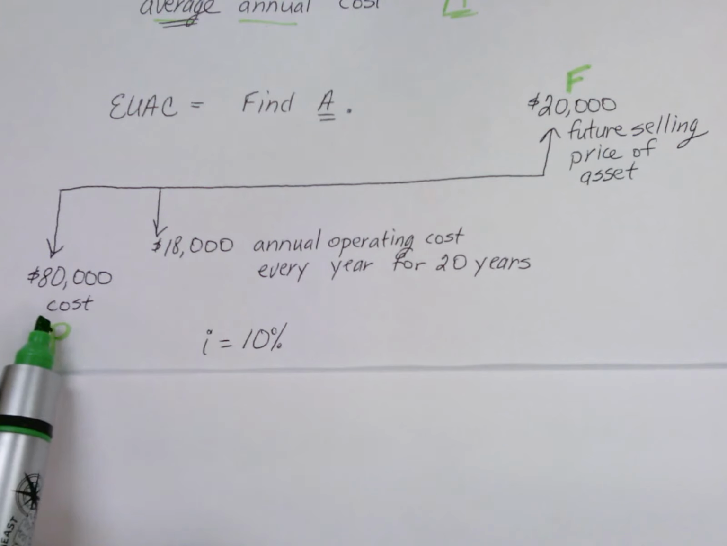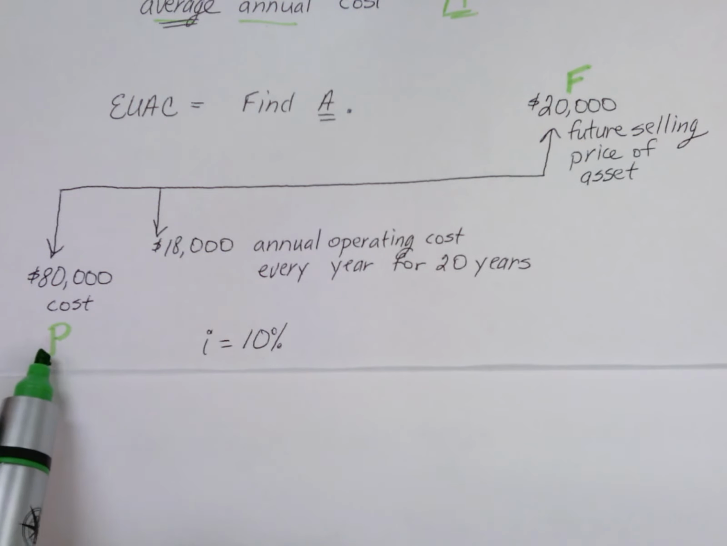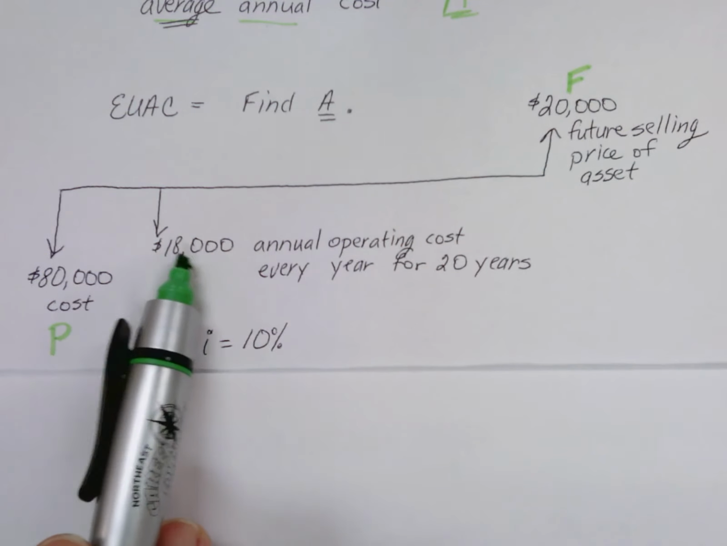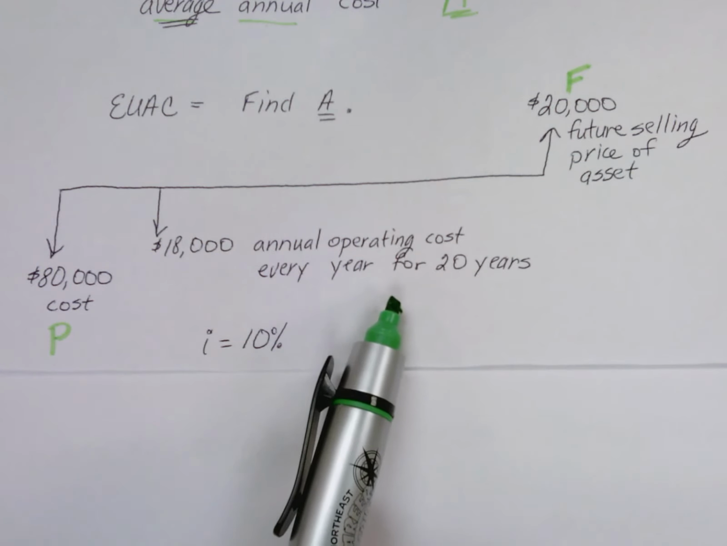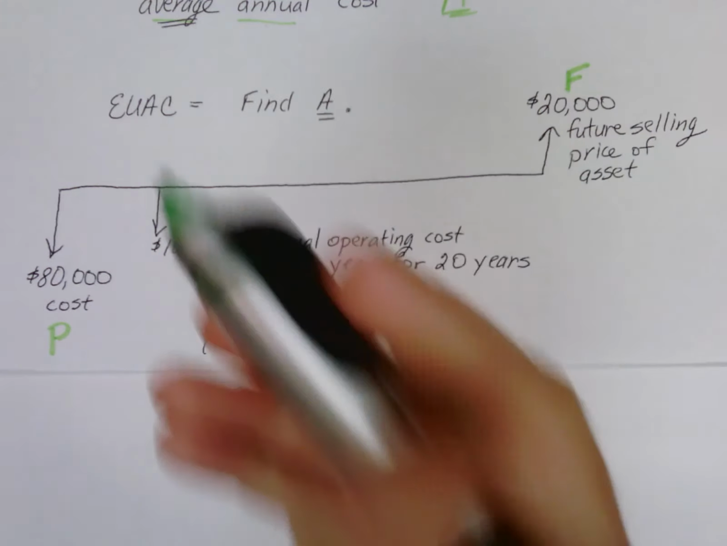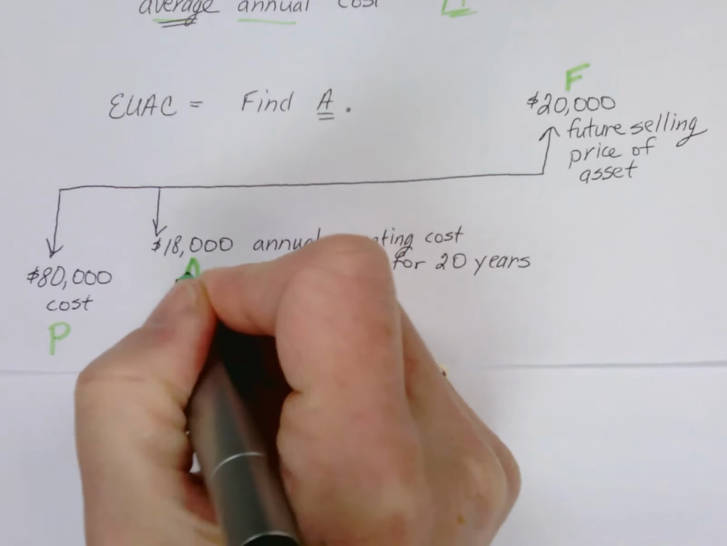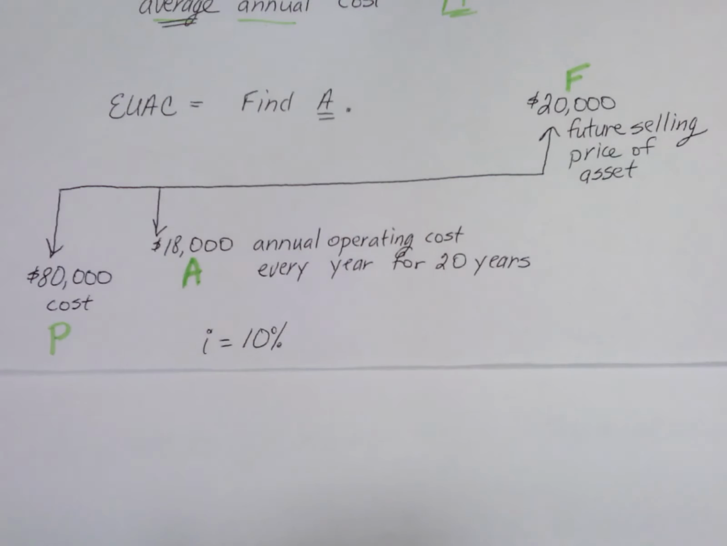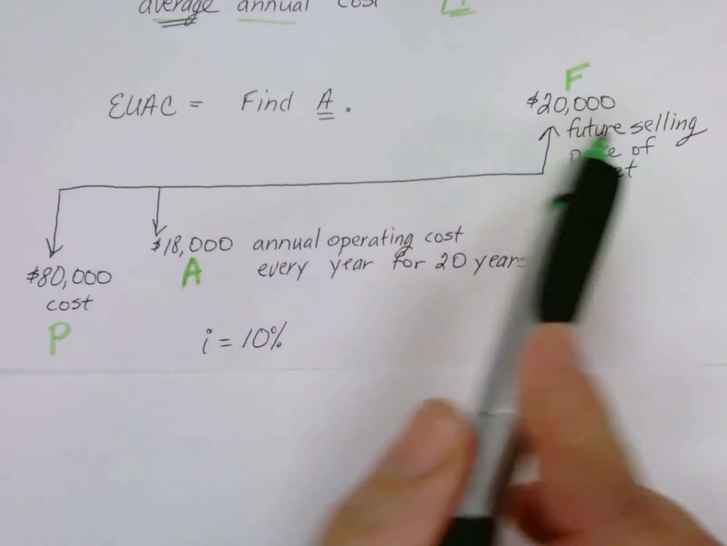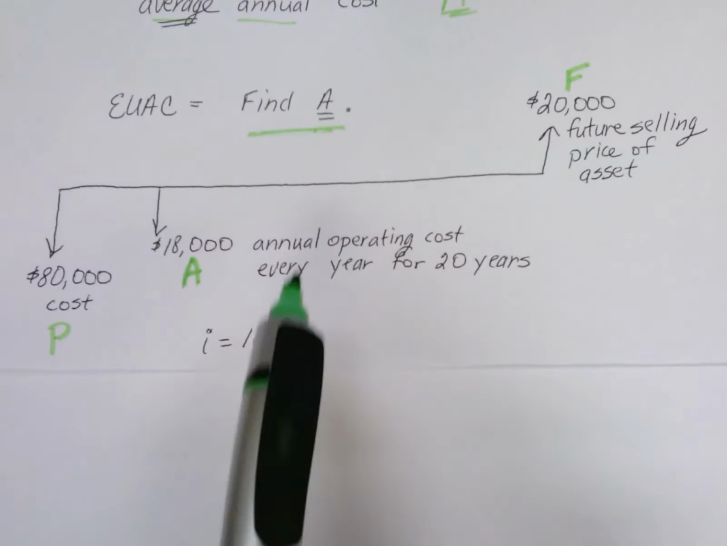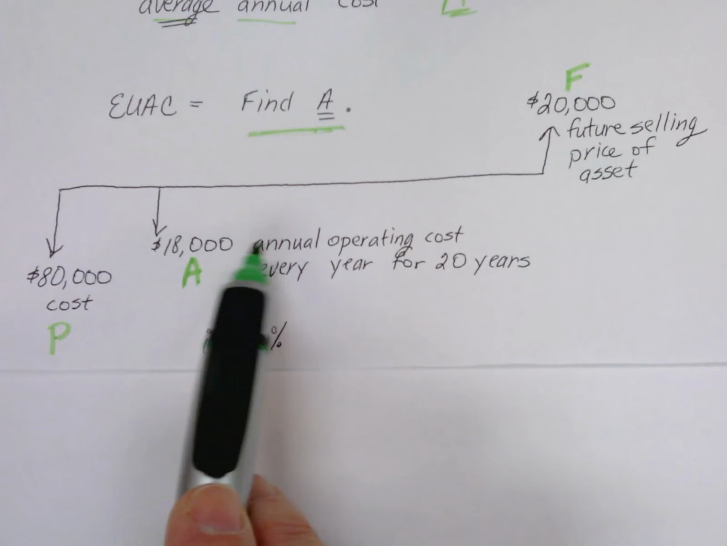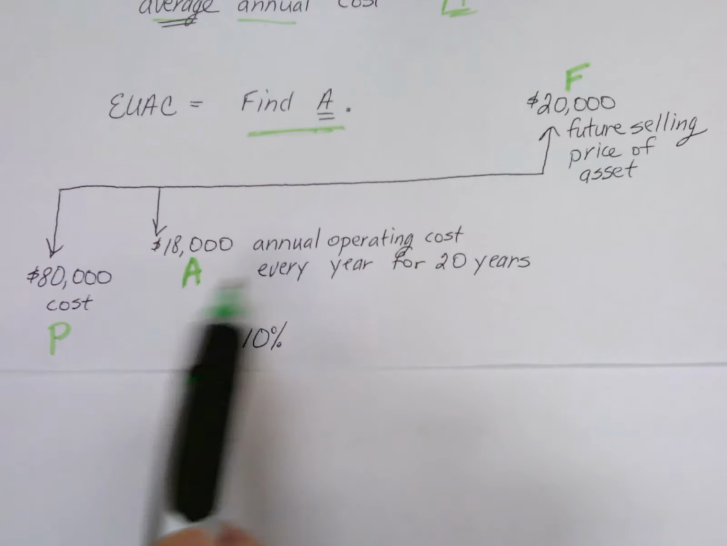Initial cost of $80,000, that's in terms of P, right? Present value. $18,000 annual operating cost every year for 20 years. That is already in terms of A, right? We want to take all of our cash flows and put them equivalent to A, put them in terms of A. This cash flow that happens once a year for 20 years is already an annuity.